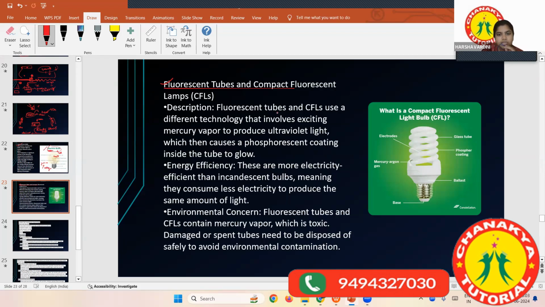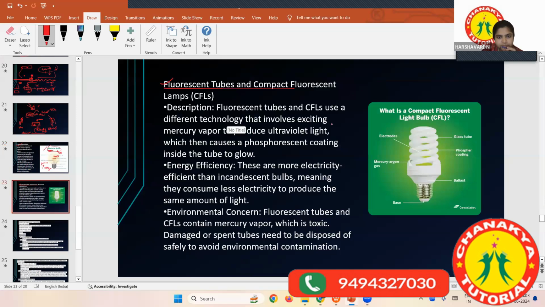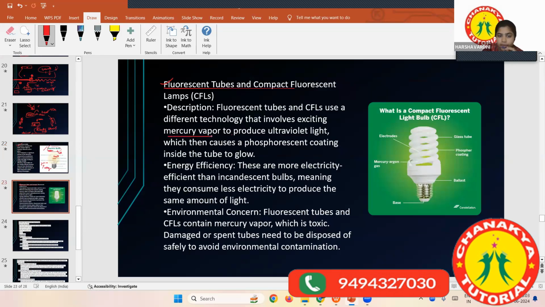So fluorescent tubes and CFLs use a different technology. In the normal bulb the technology is very simple. They are made of tungsten and the electricity goes inside. They burn and give light energy and heat energy. But here the technology is different. Instead of argon gas, we use mercury vapor. Here they are using mercury vapor to produce UV light. So they have to produce the UV light.